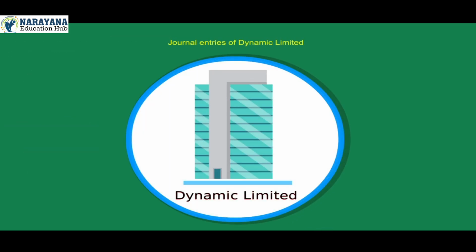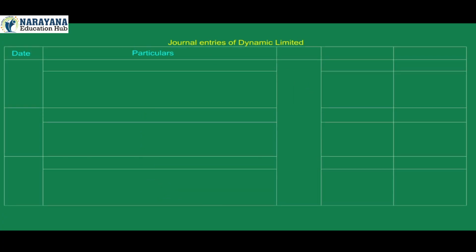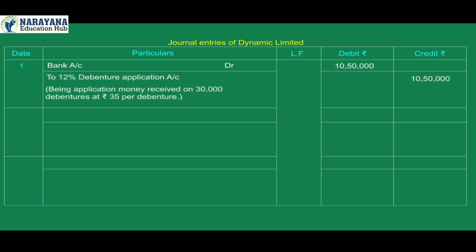Journal entries of Dynamic Limited. Date, particulars, ledger folio number, debit, credit. 1. Bank account debit 10,50,000 to 12% debenture application account credit 10,50,000. Being application money received on 30,000 debentures at Rs 35 per debenture.